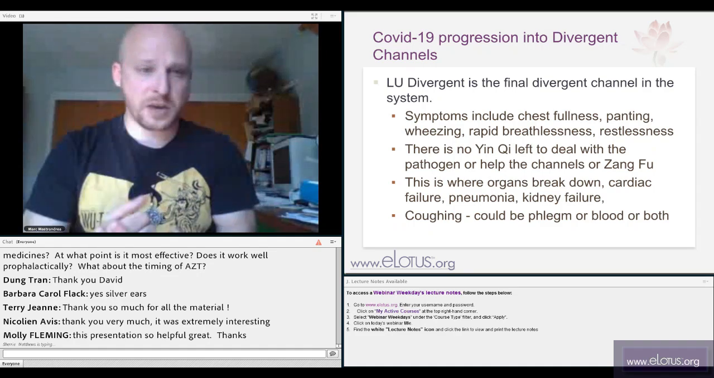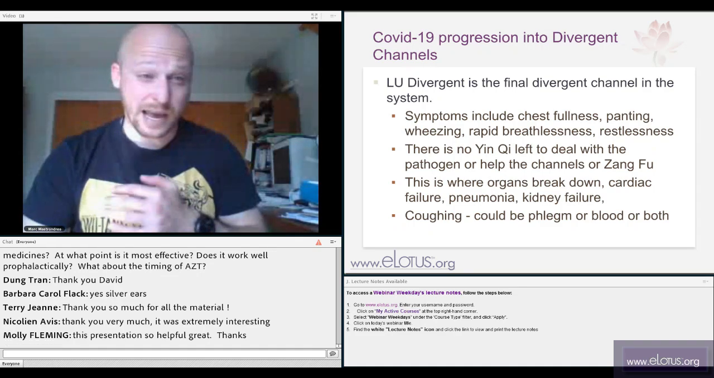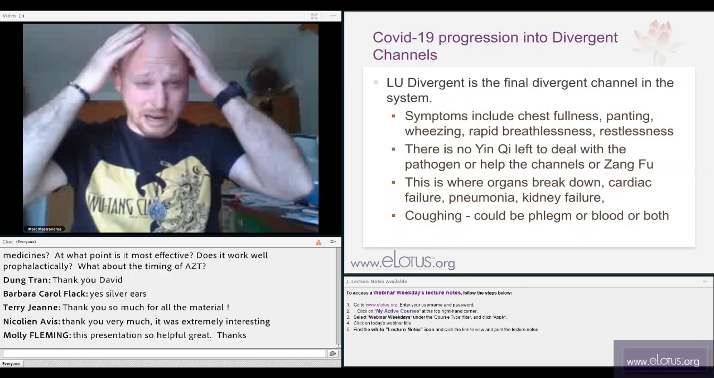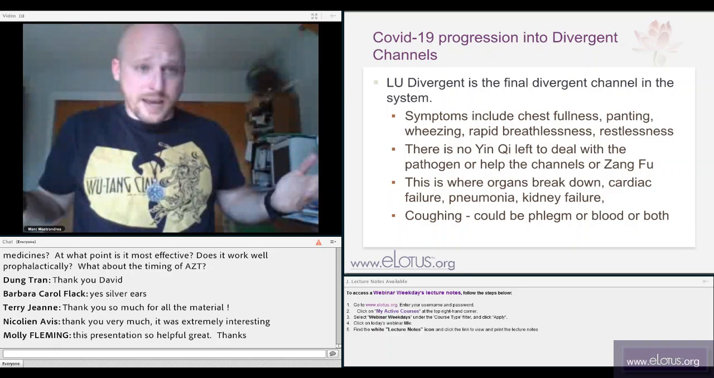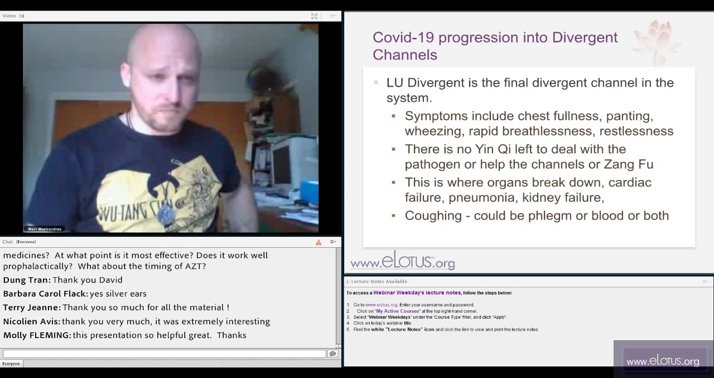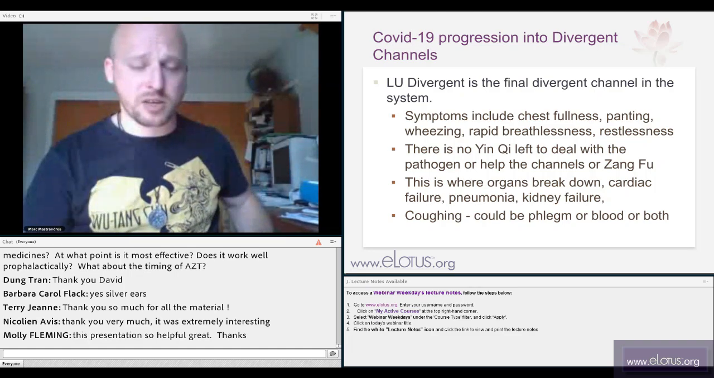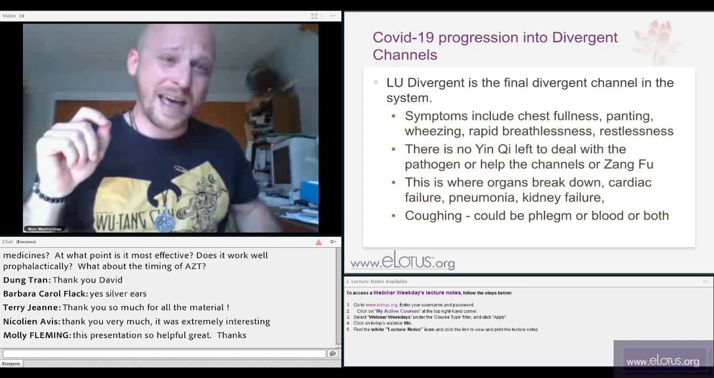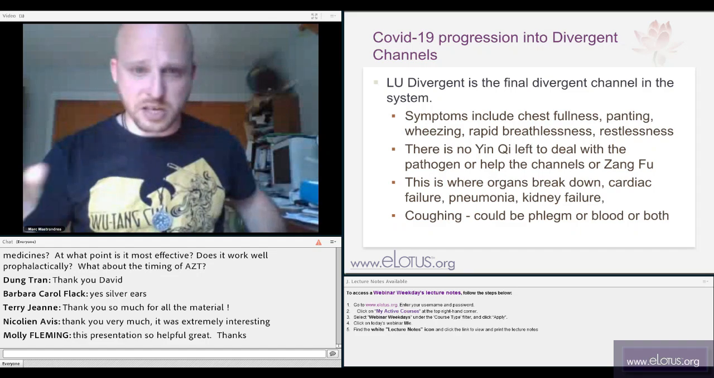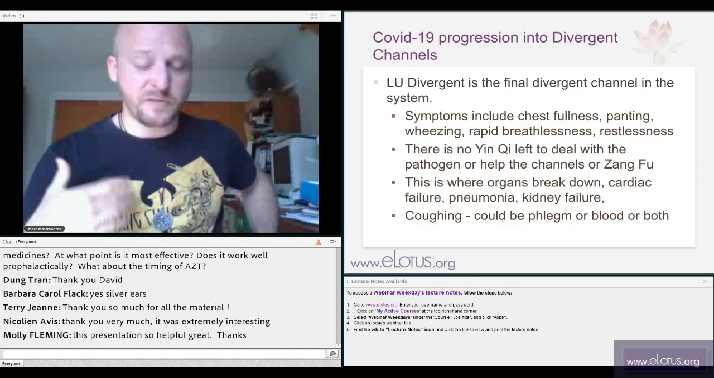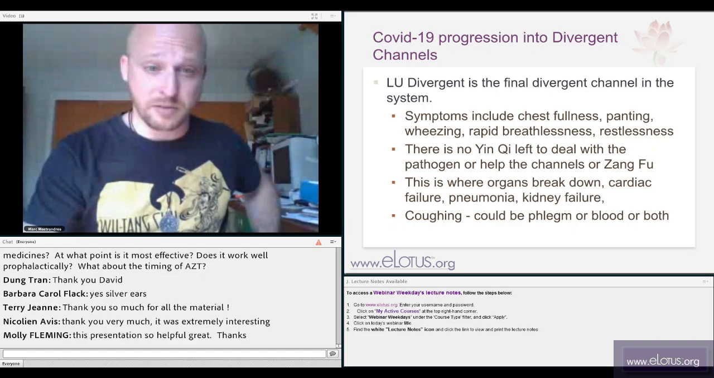This is where you get severe organ breakdown. So when you start seeing rhabdomyolysis and organ breakdown, and people are like, oh my God, what's COVID doing? This is crazy. It's a lung divergent. Treat it. You treat it, the person will most likely get better. I can guarantee you that you're going to see improvements as long as you treat correctly and with the right dose. You're going to see coughing that could be phlegm and blood or both at this level.